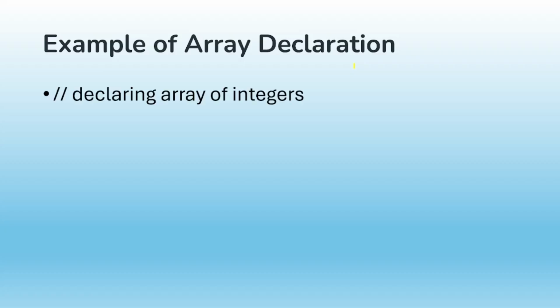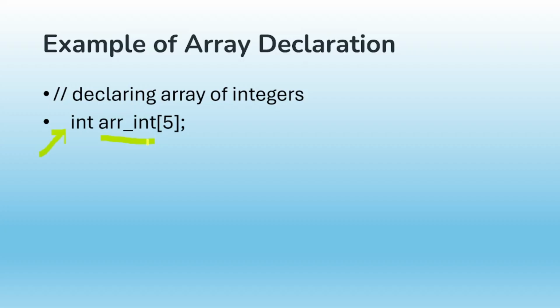Now, how to do the array declaration? It's very simple. Declaring an array of integers: int arr_int[5]. What does it mean? Int is the data type. It specifies what type of elements my array is going to hold. And then arr_int is specifying that this is an array of type integer.